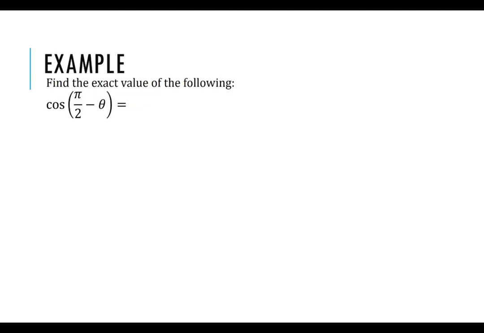Now let's find the exact value of this. What if I have cosine of pi halves minus theta? Well, what are we going to do with the theta? Well, we're just going to leave it as theta. There's nothing wrong with that. So let's actually see what we get.